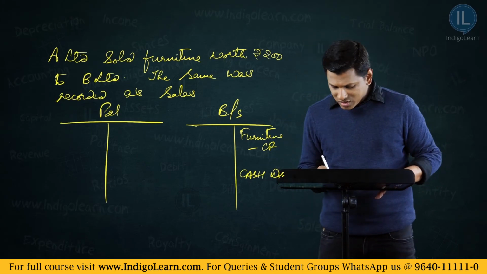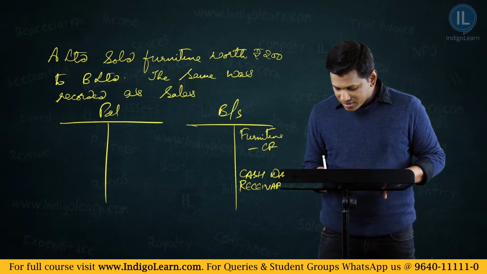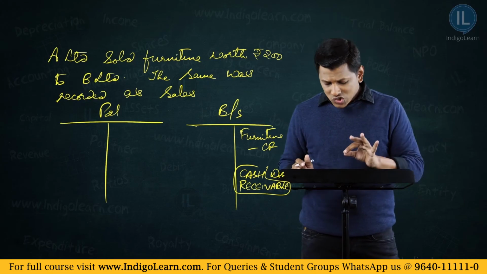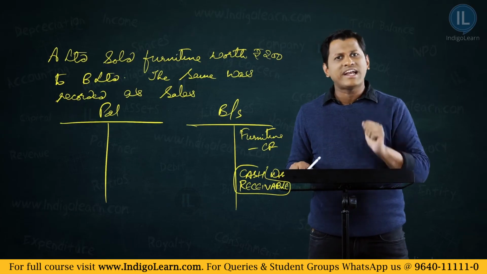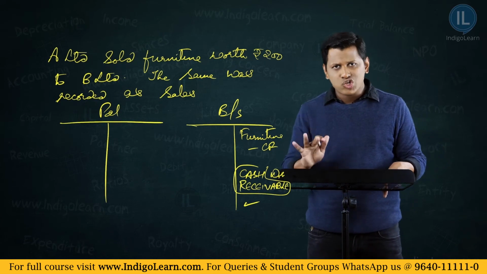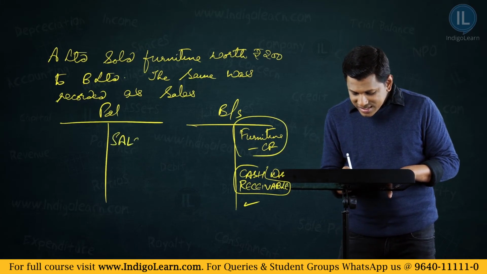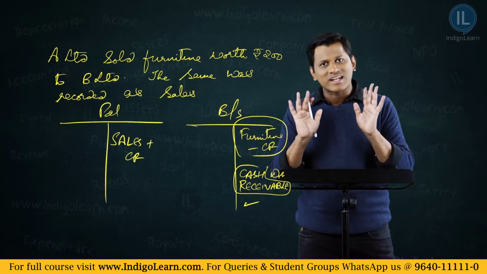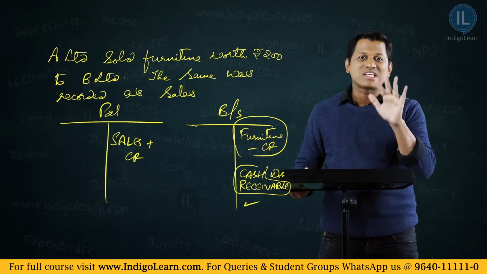If you have not received amount, there will be receivable. So received or receivable account will be debited. Agreed or not? So you will debit cash or receivable account, and you will credit furniture account. That is what ideally should have happened. But what did this company do? This company correctly debited cash or receivable, but instead of crediting furniture, it credited sales. So it added this amount to sales. So you understood the problem? Instead of crediting furniture, it credited sales. That is what the problem is.